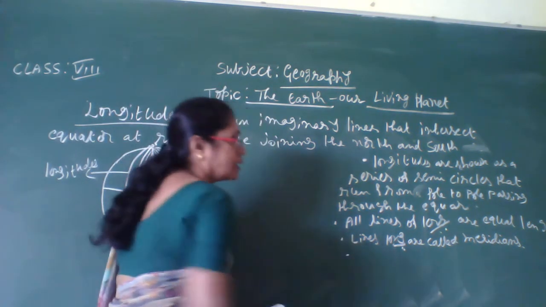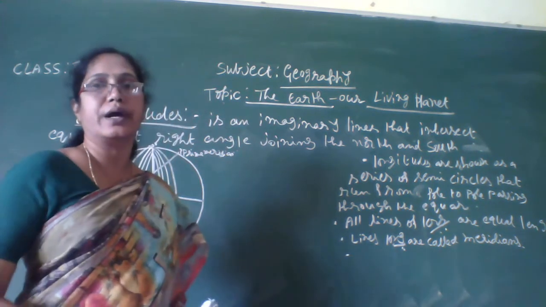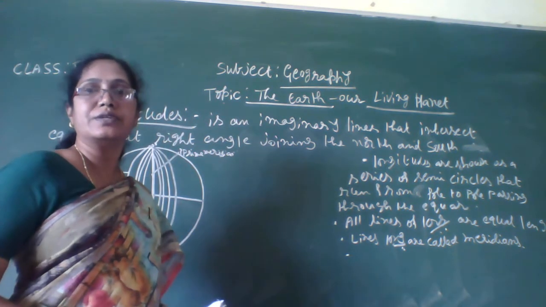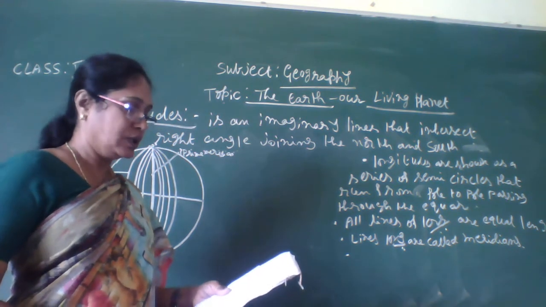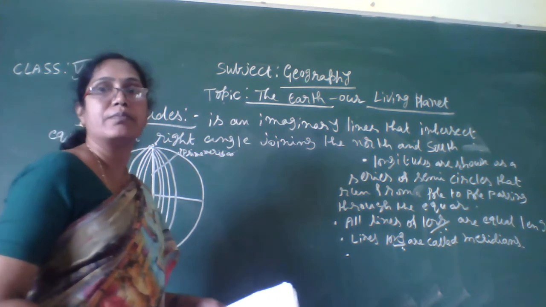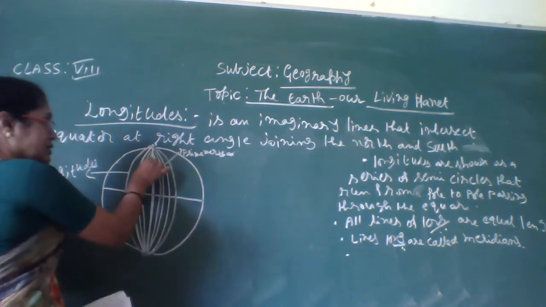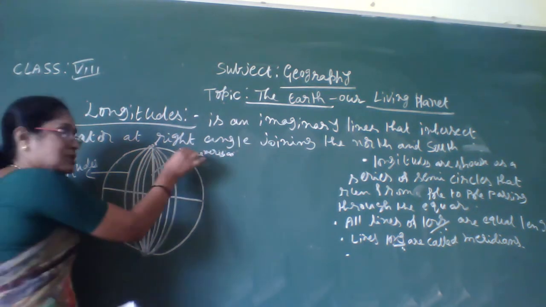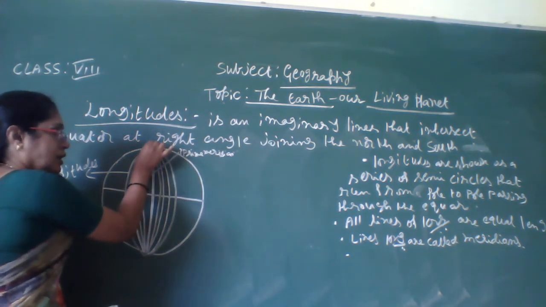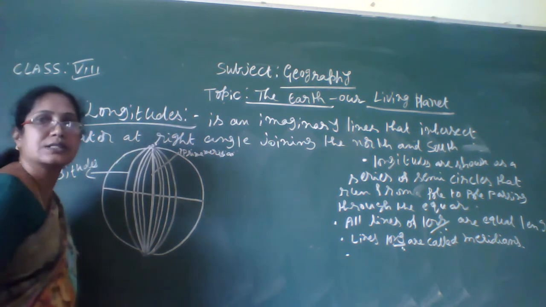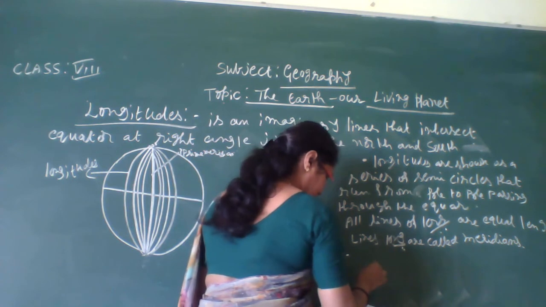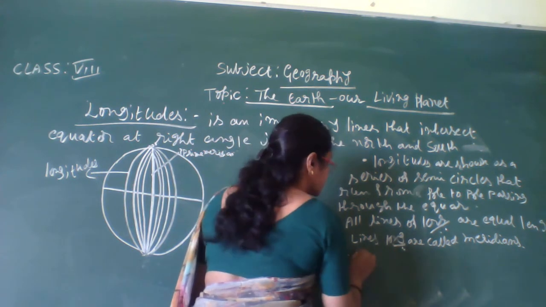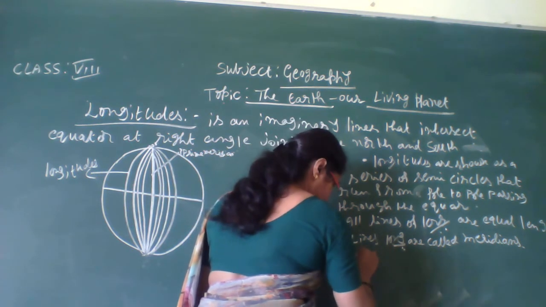The 0 degree longitude passes through a place called Greenwich in London. So it has been chosen as the prime meridian. Which longitude is known as the prime meridian? The 0 degree longitude is known as the prime meridian. The meridian passing through Greenwich has been chosen.